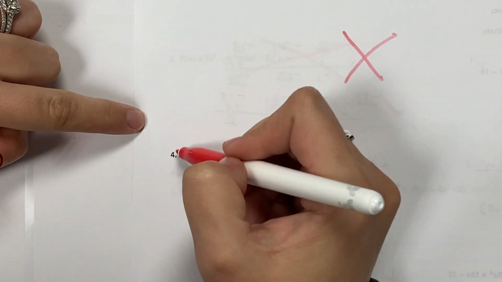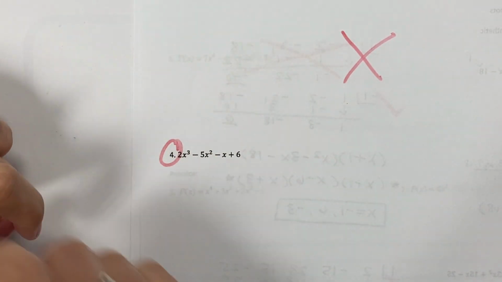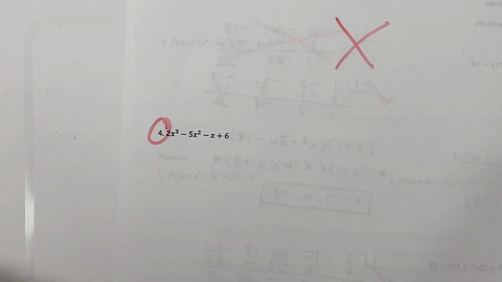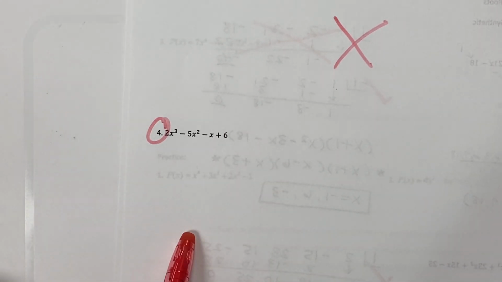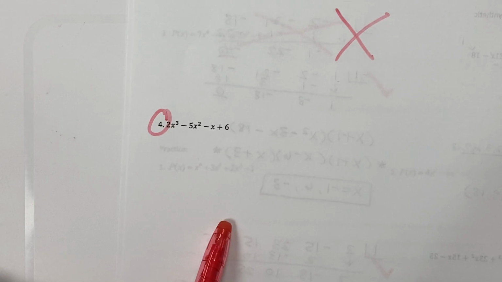But what I do want you to do is number 4. You should already have the P and I and the roots. I want you to submit your work for number 4 on Schoology.